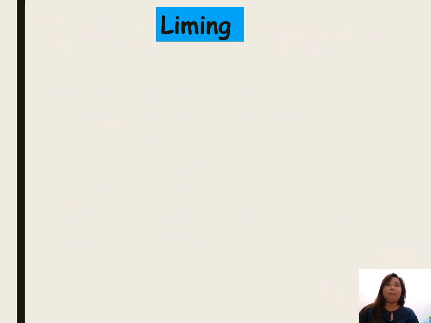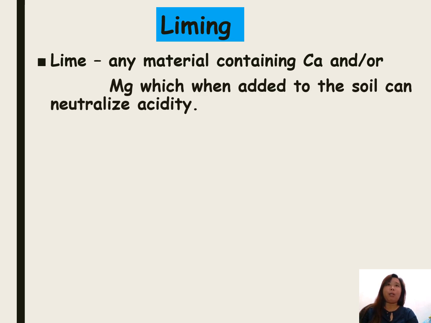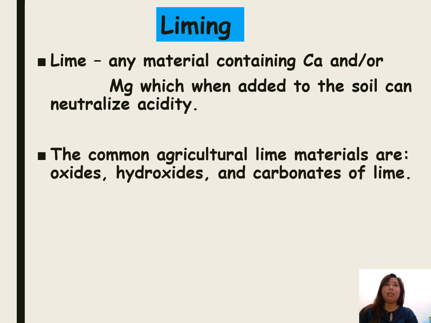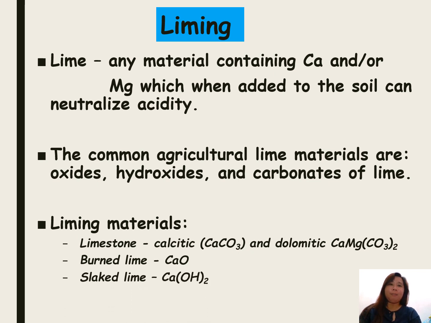Now, what is liming? When you say liming, lime is any material containing calcium and or magnesium, which when added to the soil can neutralize acidity. The common agricultural lime materials are oxides, hydroxides, and carbonates of lime. So these are the common examples. For limestone, we have the calcitic, the calcium carbonate, and the dolomitic, which contains magnesium. We have the burnt lime, we have the slaked lime.